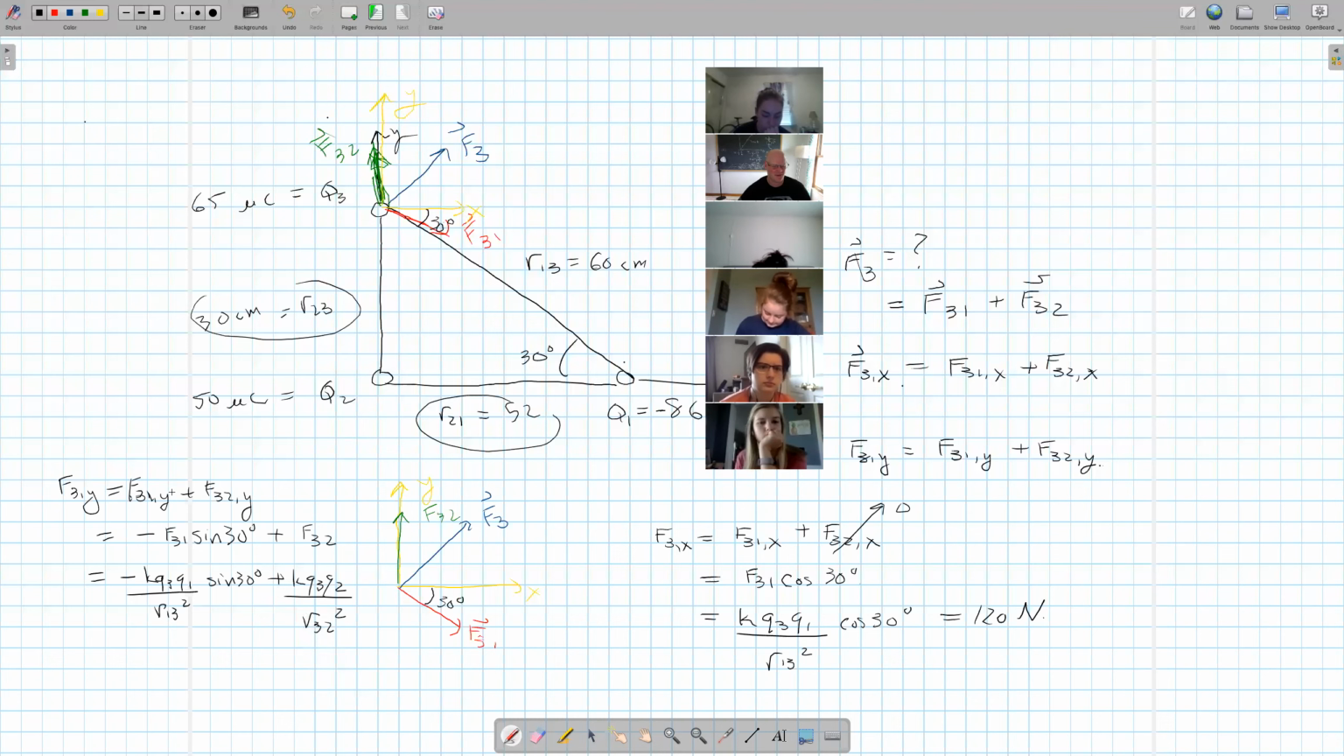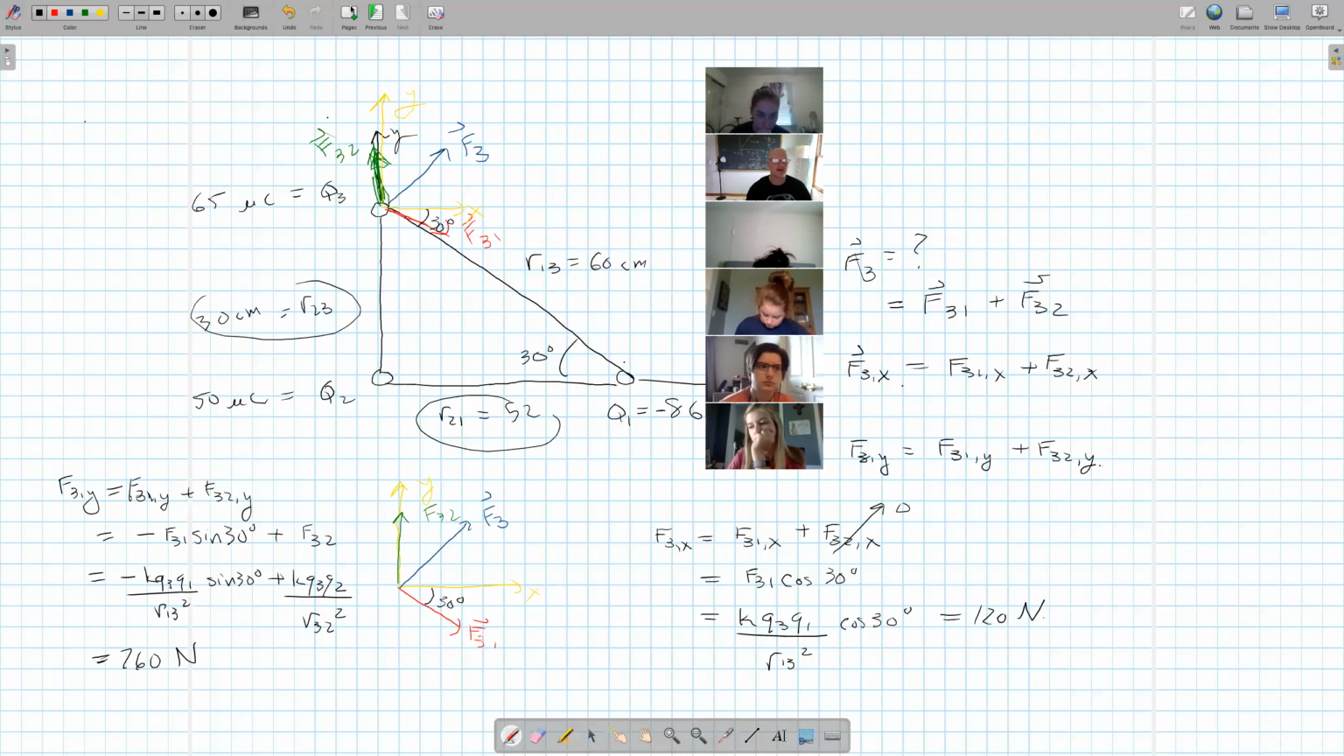Okay, so good. Let's plug in our numbers. What we find in this case is that this works out to be about 260 newtons. So now we know that the X component is 120 newtons, the Y component is 260 newtons. So from here we can find the magnitude of the net force.